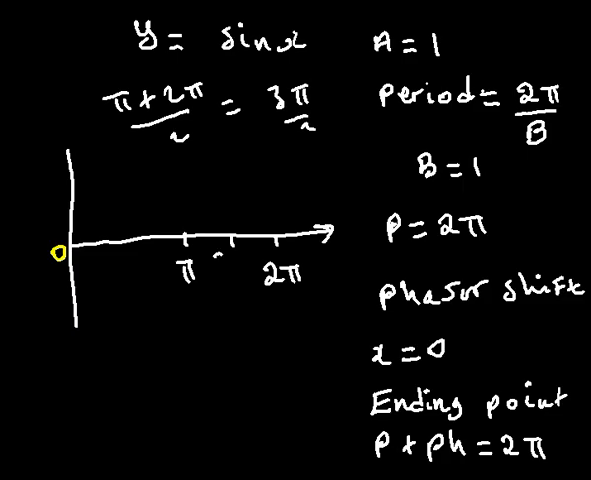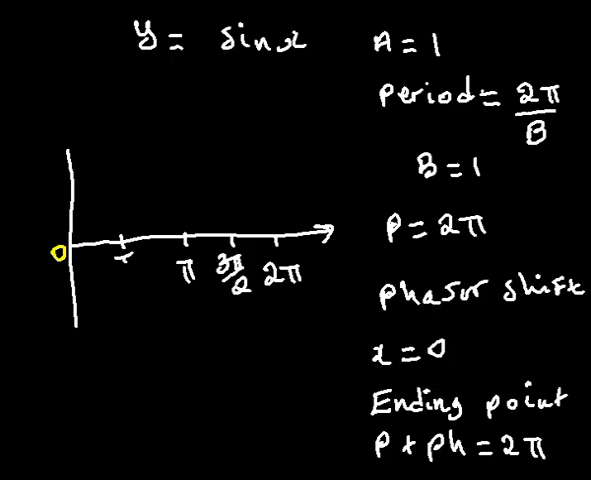So it should be 3 pi divided by 2. That is the midpoint. And what is the midpoint of the other part? The midpoint here is given as pi over 2.